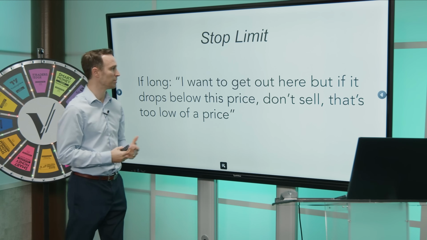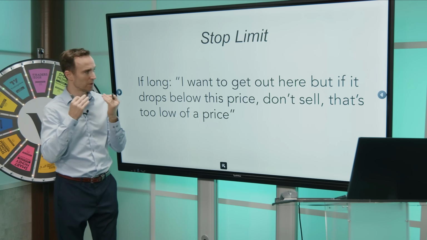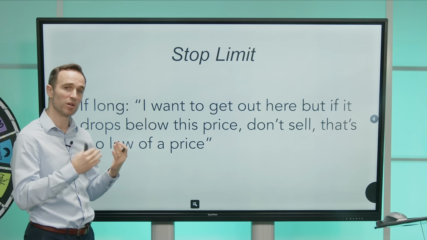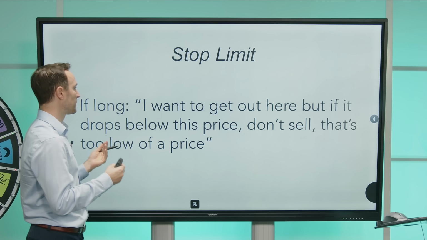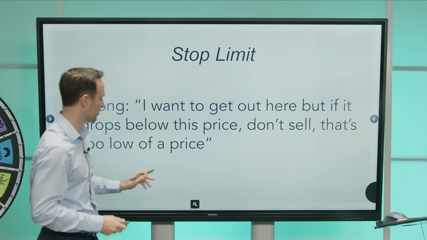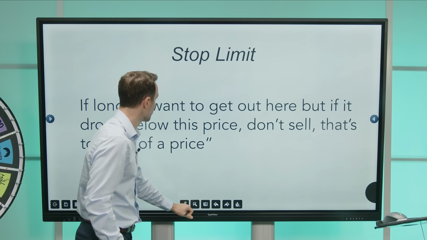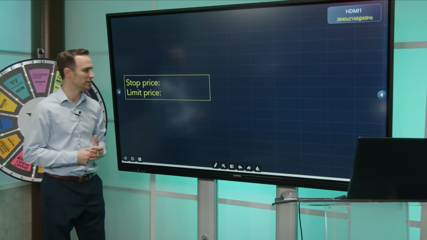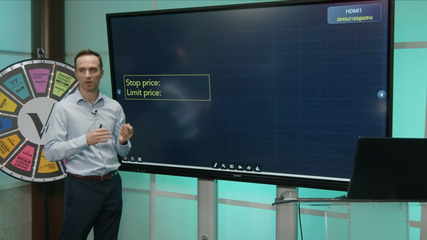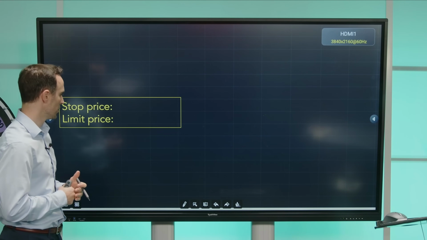So what is a stop limit? Really, if you're long, the way to think about it is, I want to get out here, but if the stock goes lower, then don't sell. That's too low of a price. I'll wait until it comes back to that price. So let's draw that out on a graph here. Okay, so a stop limit price. This is a bit more complicated than the market order or limit price. Okay, there's a couple things here to understand.